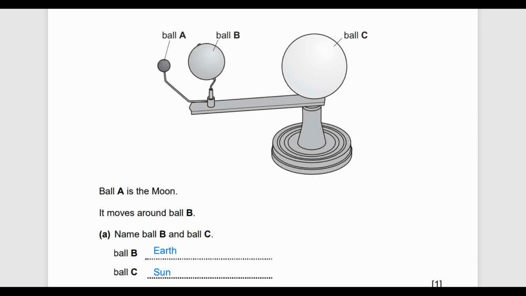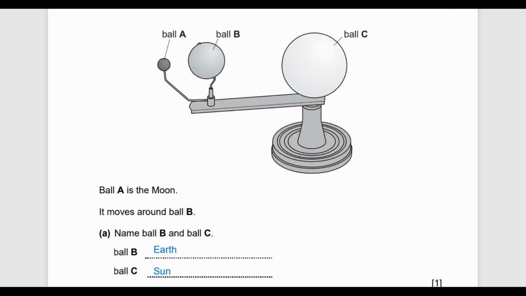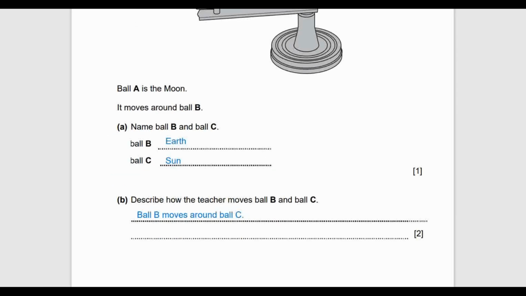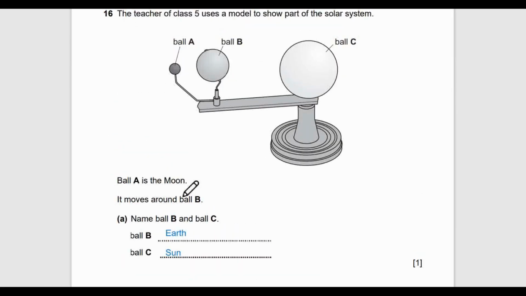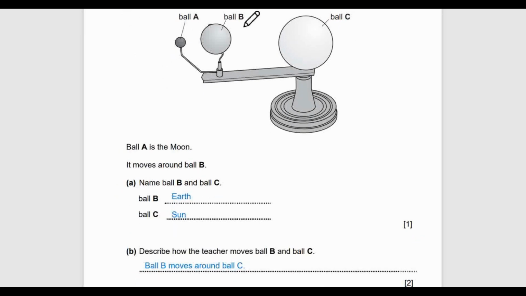Next, describe how the teacher moves ball B and ball C. Since ball B is Earth and ball C is sun, the Earth moves around the sun. So we just type down the answer. Ball B moves around ball C as the Earth moves around the sun in an orbital path. Let's move on to the next question.